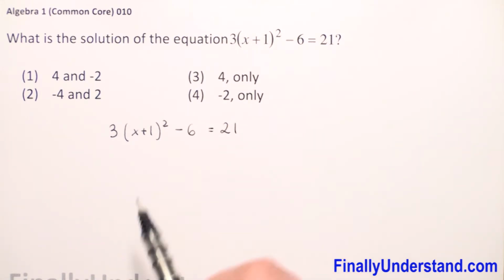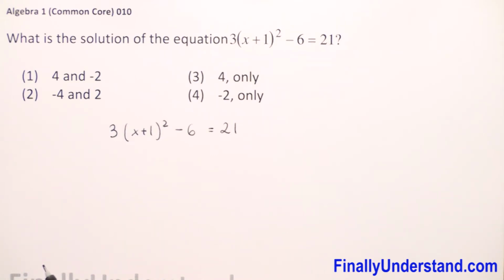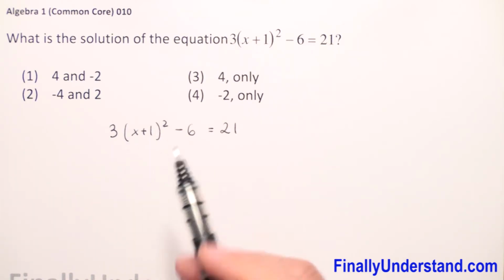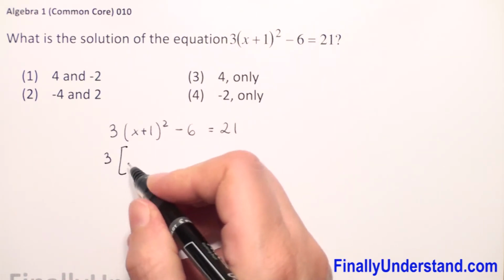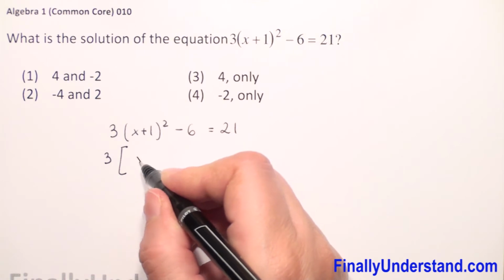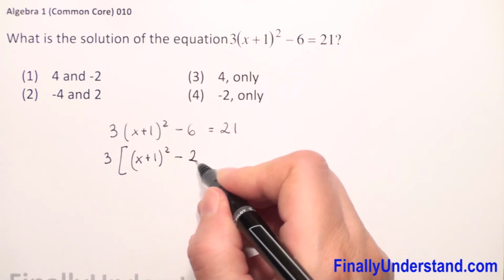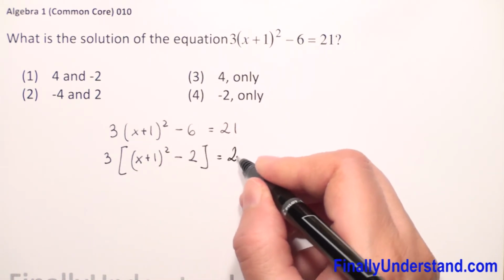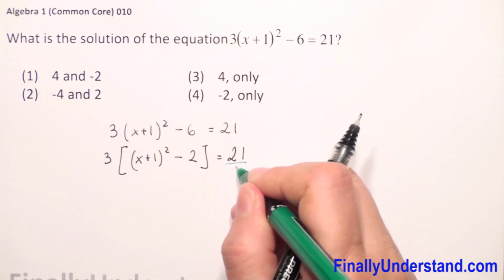What I will do first, because we have 3, 6 and 21, we can divide both sides by 3. But first I will factorize 3 from these two expressions. So we will have 3 and in brackets, from the first expression only (x plus 1) to the second power minus 2. 3 times 2 is 6, so everything is still the same, and this is equal to 21. Now I can divide both sides by 3.